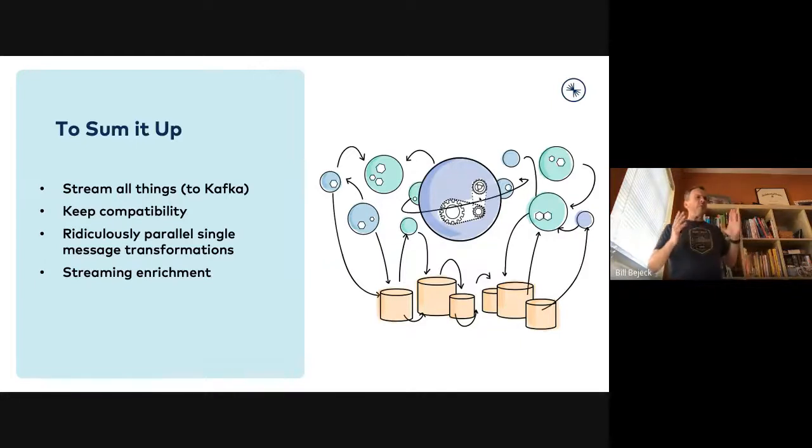And then parallel single message transformations, as your records are coming in, you do some sort of transformation on them, or as they're going out, transform them somehow. The advantage of that is you don't have to store redundant bits of information, just transform as you're writing it out. And then streaming enrichment, basically, as your events are coming in, you're going to want to do some sort of stateful join or some stateful operation to add context to those events.